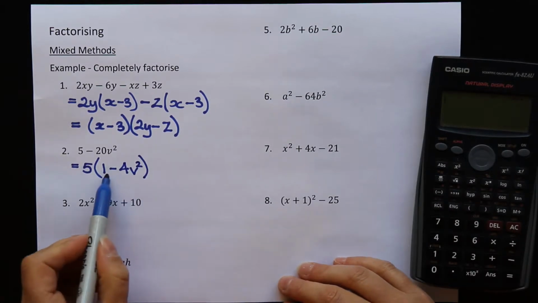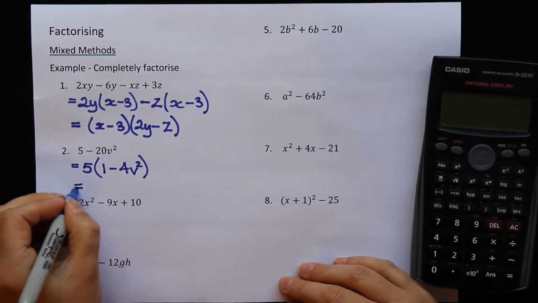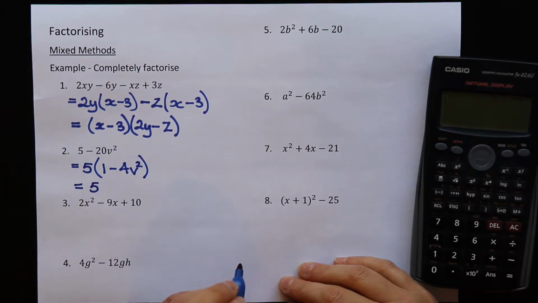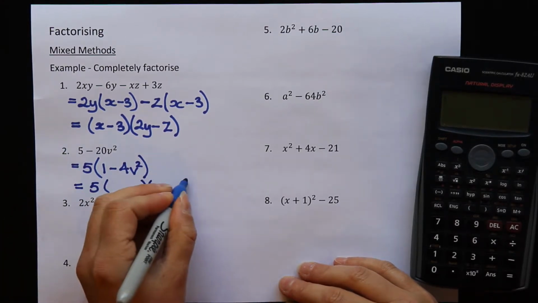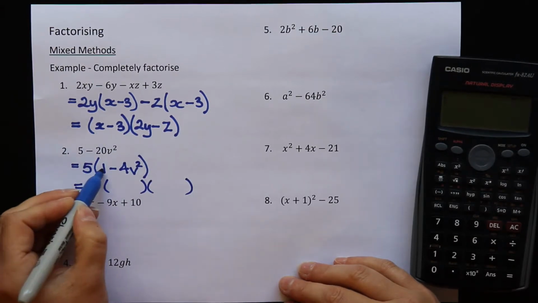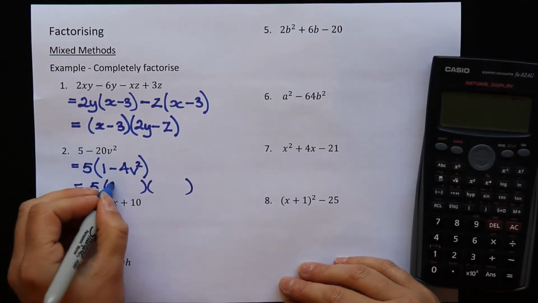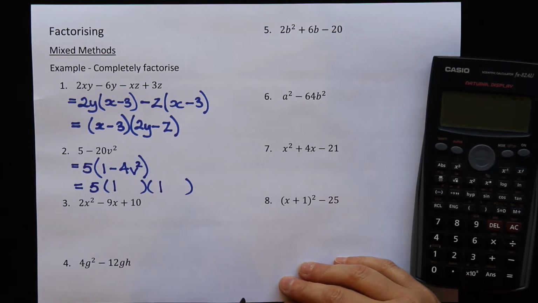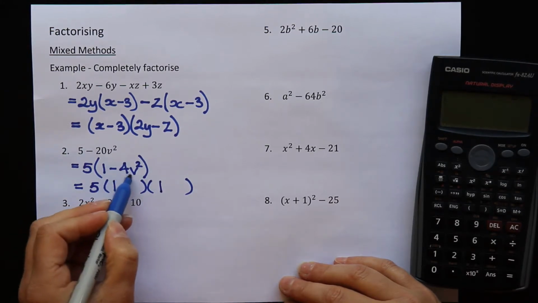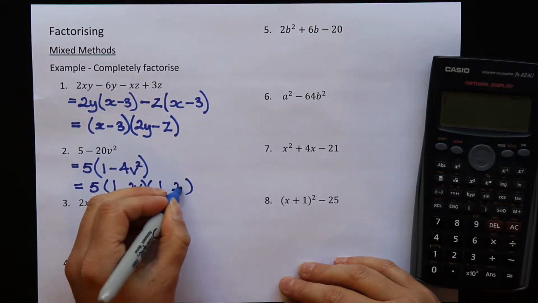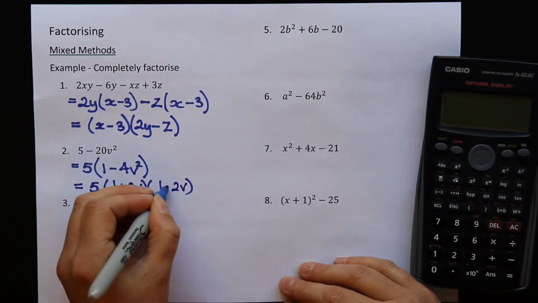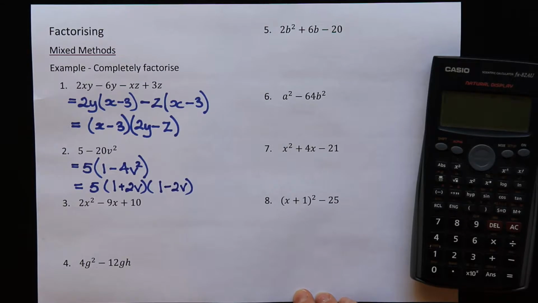Okay, now this in the brackets is a much nicer expression that we can do a difference of two squares with. So that is when we have two brackets like this, and we square root the first term. The square root of 1 is 1, which goes at the beginning of both brackets. We square root 4v squared, which would be 2v, goes at the end of each bracket, and 1 would be a positive and 1 would be a negative. And there's the answer.